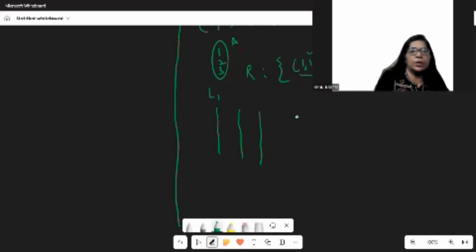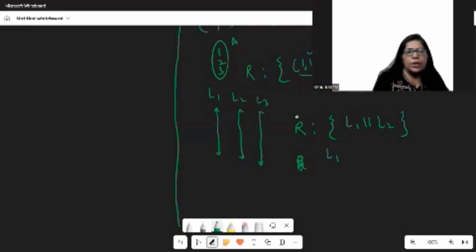This is L1. This is L2. My relation is such that L1 is parallel to L2. Now, if I replace it as, that is, I am writing L1 is related to L2.